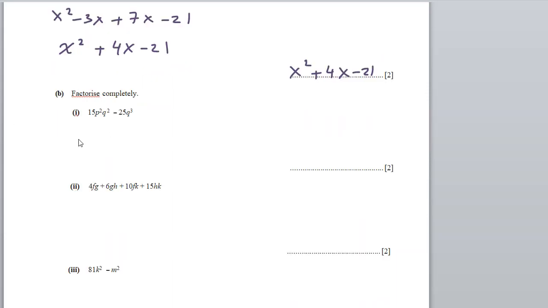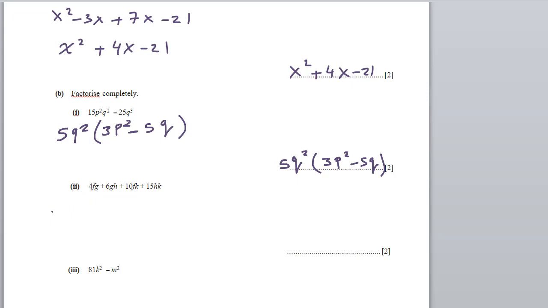Now factorize completely 15b squared q squared minus 25q squared. So take out 5 and q squared. The remaining is 3b squared minus 5. So 5q squared multiplied by 3b squared minus 5.